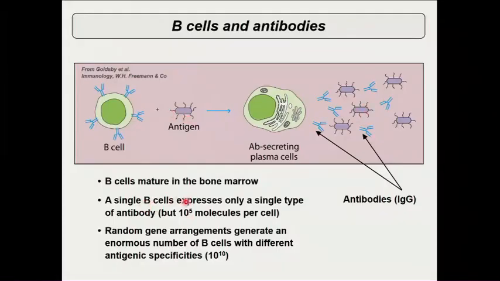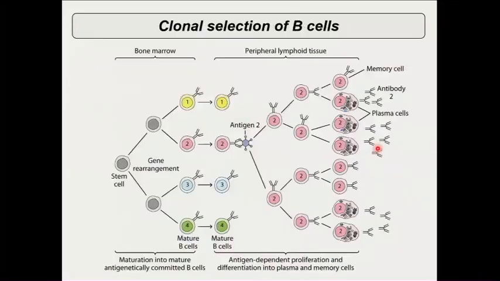B cells also mature in the bone marrow. A single B cell expresses only a single type of antibody, but can have lots of it, so 10 to the 5 molecules per cell, not just the 5 depicted here, but they're all the same. And random gene arrangements generate an enormous number of B cells with different antigenic specificities. You see it's a little lower than your T cell number, but still large, 10 to the 10. And then you produce the antibodies.